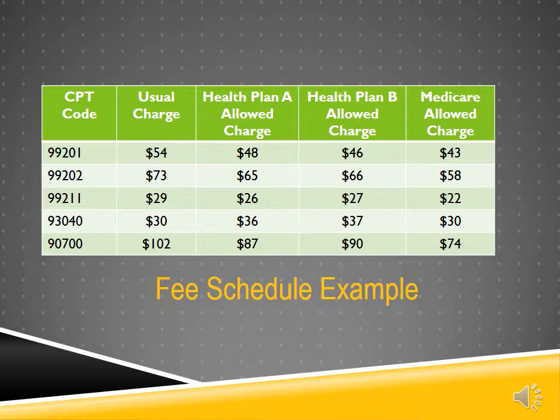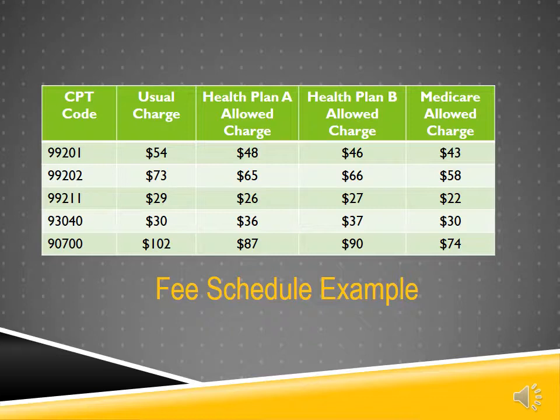This slide shows an example of a fee schedule for a healthcare organization. The first column shows CPT codes. Remember, procedure codes for services rendered during the patient's visit. The next columns show corresponding charges for each procedure code. The usual charge is what the organization will charge for the service. For example, for code 99201, which is an office visit for a new patient with minimal time and effort, this organization will charge $54.